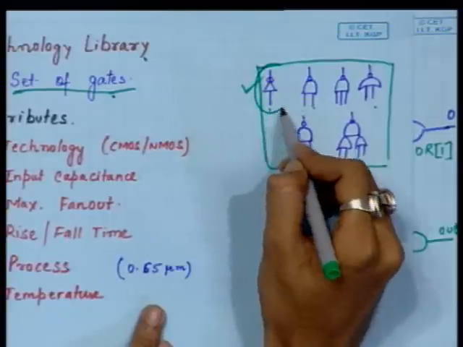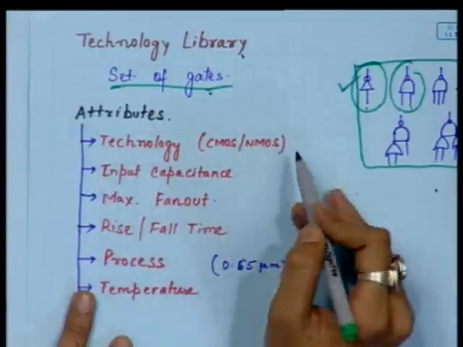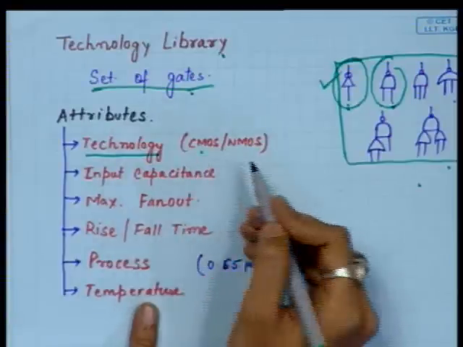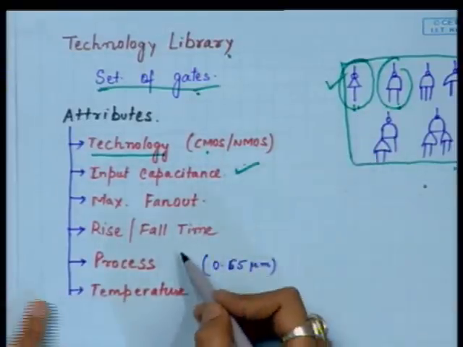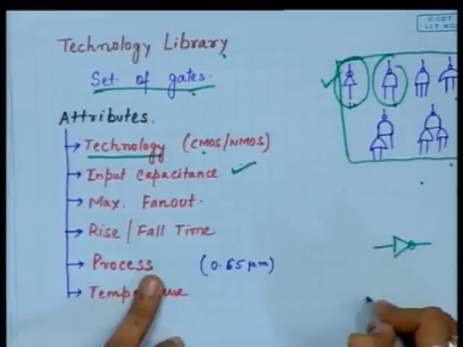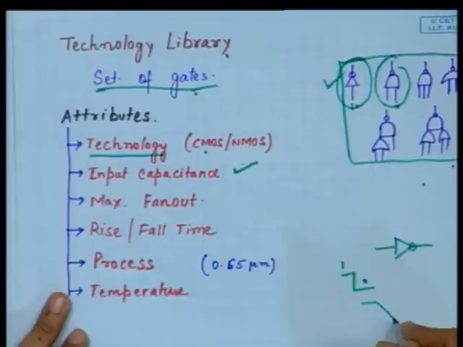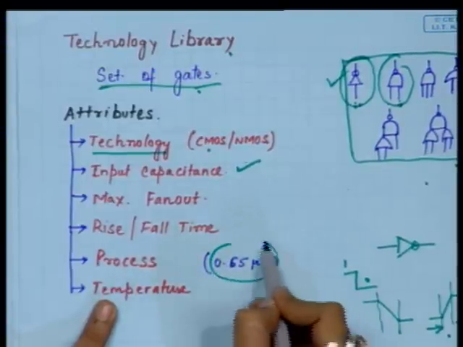Now with these elements, there are some attributes attached. What are the attributes? The technology on which these are being developed, whether it is based on CMOS or NMOS. Then the input capacitance of these gates, the maximum fan out of the gates, the rise and fall time. What is rise and fall time? Since capacitance is involved here, if we apply a pulse at the input, a transition from 1 to 0, in practice it will appear like this. So this is the fall time. Similarly, any transition from 0 to 1 will appear like this. This is the rise time. Similarly, the process, 0.65 micrometer. What does process mean?